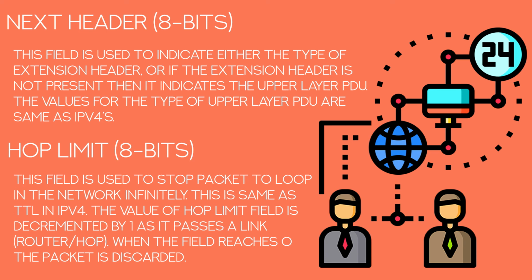Then next we have hop limit, which is an 8-bit digit. This field is used to stop a packet from looping in the network infinitely. This is the same as time to live in IPv4. The value of the hop limit field is decremented by 1 as it passes a link, a router, or a hop, whatever you want to call it. When the field reaches 0, the packet is discarded.